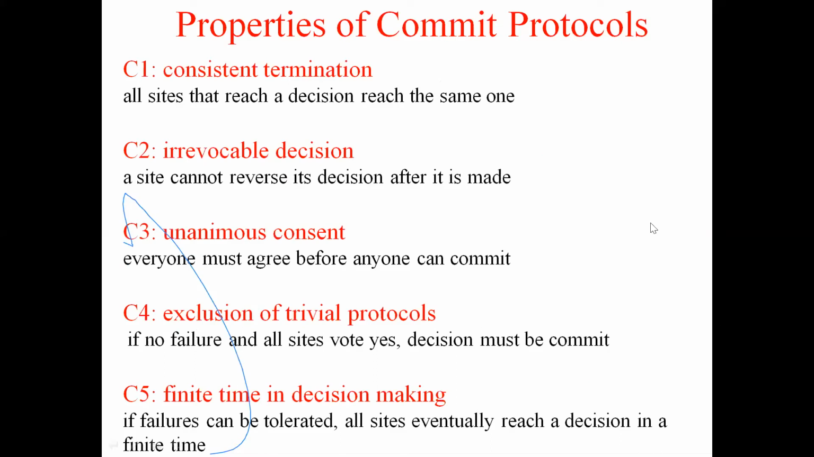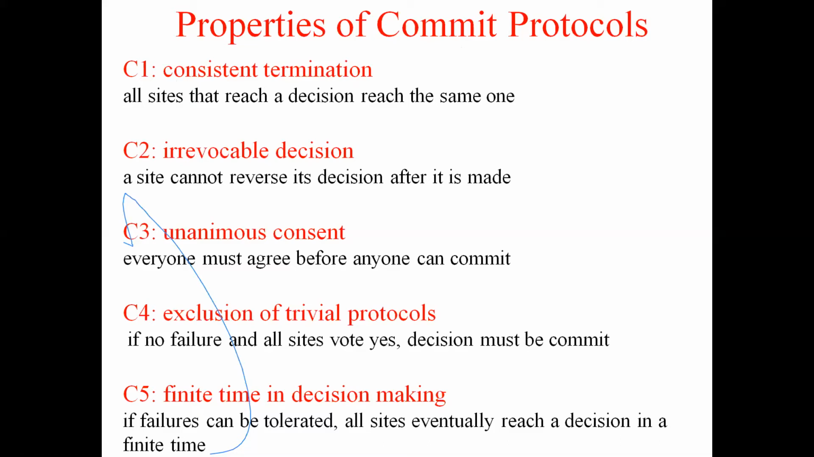Now, what are the properties of commit protocols? A commit protocol is a protocol using which we will be able to commit a distributed transaction. There are some simple properties, and we'll go through them one by one. First, we want that when the transaction is terminated, the decision should be consistent. What is a termination decision? The termination decision is either a commit, or, if any of the sites has failed, an abort.